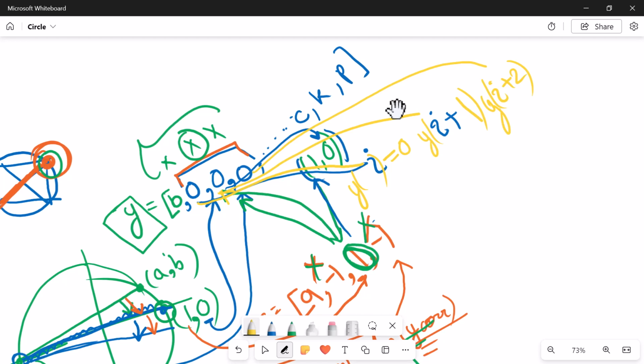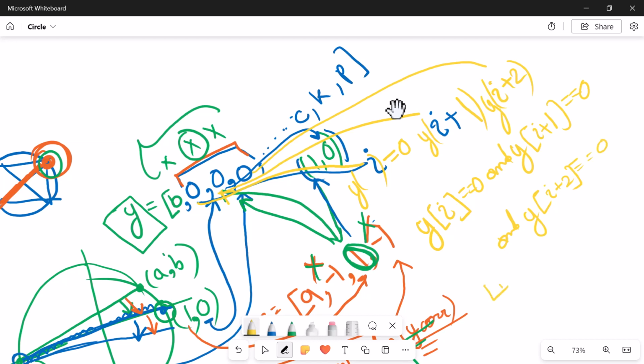So the condition will be like this: if the ith index of the y coordinate list equals 0, and the I plus 1th index of the y coordinate equals 0, and the value corresponding to the I plus 2th index equals 0, then we'll have to append one value, append 0, right?